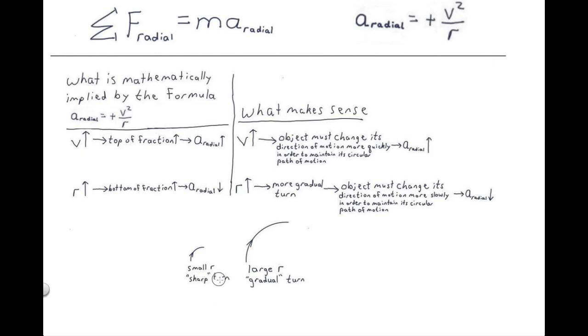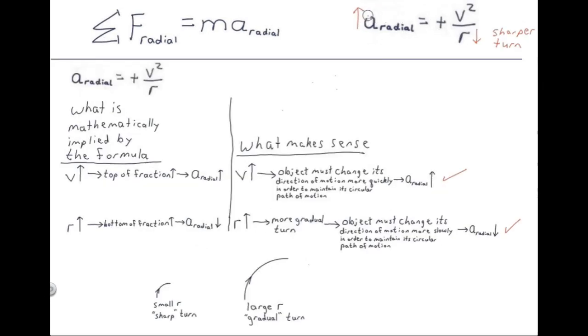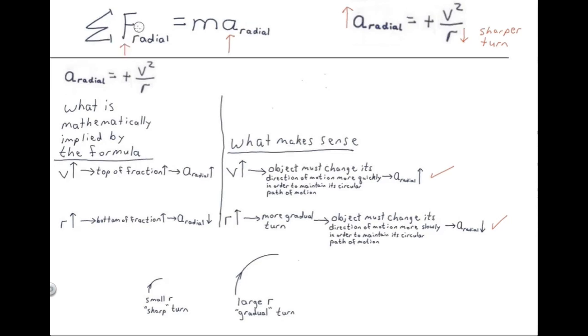The sharper the turn, the smaller the radius of curvature. The smaller the radius of curvature, the greater the required radial acceleration. The greater the required radial acceleration, the greater the required radial force. And the greater the required radial force, the more likely that the actual radial force will not be large enough to do the job, in which case the car will skid out of the turn.